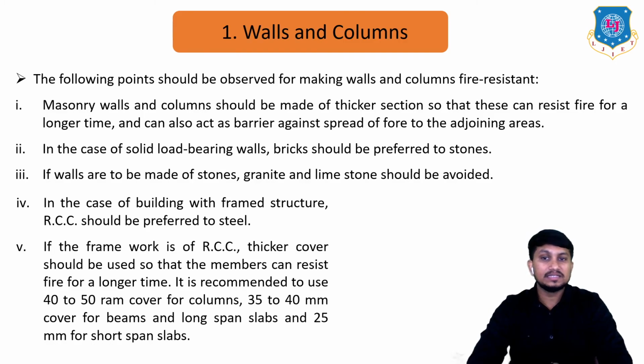Okay, if the framework is of RCC, thicker covers should be used so that the members can resist fire for a longer time. It is recommended to use 40 to 50 mm cover for columns, 35 to 40 mm cover for beams and long span slabs, and 25 mm cover for short span slabs. Okay, so cover should be the main important factor in the construction of columns, walls, slabs, etc. Because this reduces the intensity of fire to the reinforcement in the RCC column, wall, or beam. Because if the steel is heated, it weakens the whole structure. Okay, so this is an important factor in construction of walls and columns.